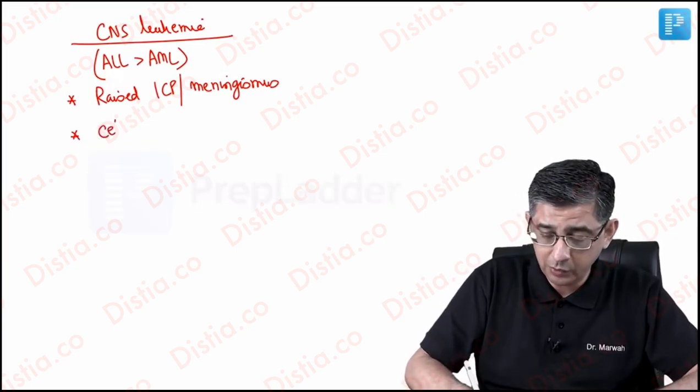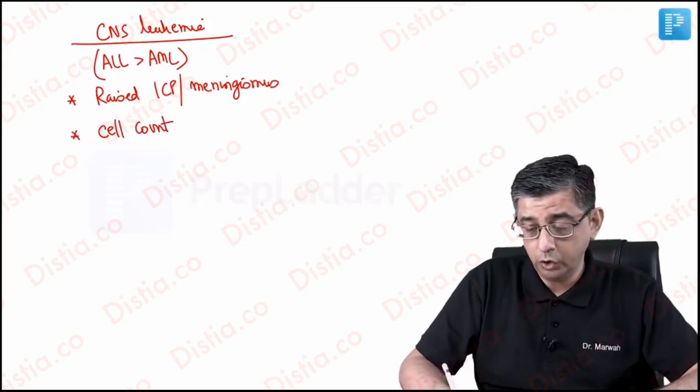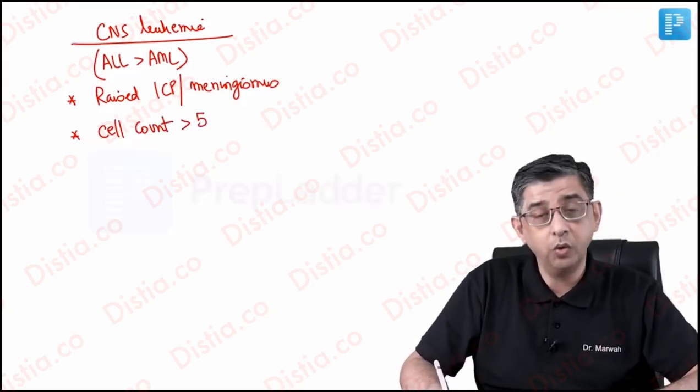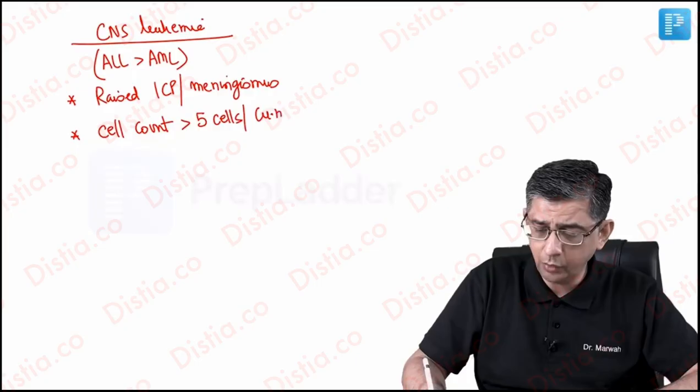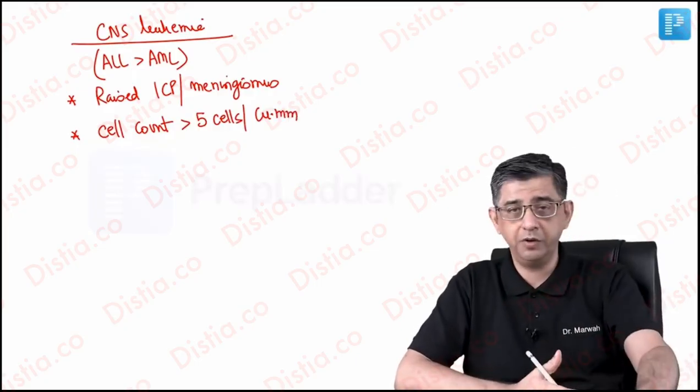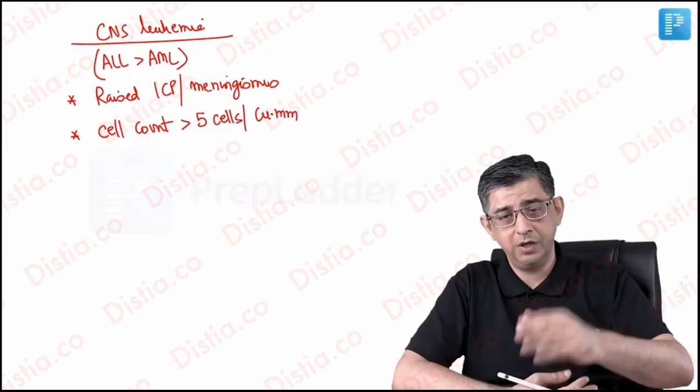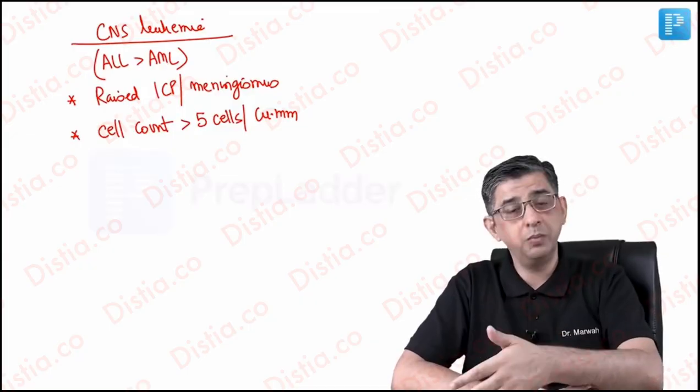The cell count in these patients of the CSF will definitely be more than 5. You very well know normally 0 to 4 lymphocytes are present in the CSF per cubic millimeter. Here the count could be even 50, it could be 500, no big deal. I'm saying just a borderline scenario, but the number will be more than 5.